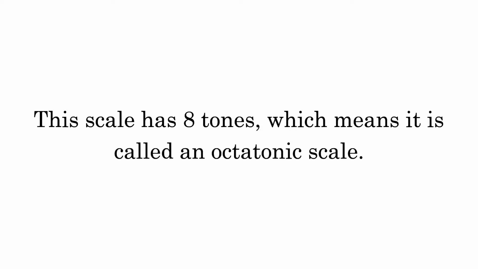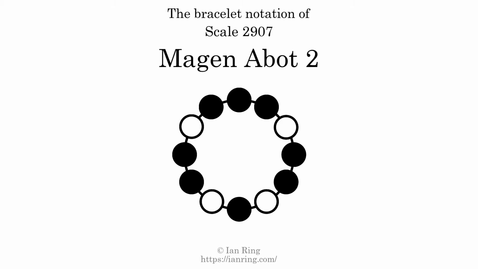This scale has 8 tones, which means it is called an octatonic scale. This is a bracelet notation diagram of scale 2907. The shaded circles represent tones that appear in the scale, and they are read clockwise, starting at the top.